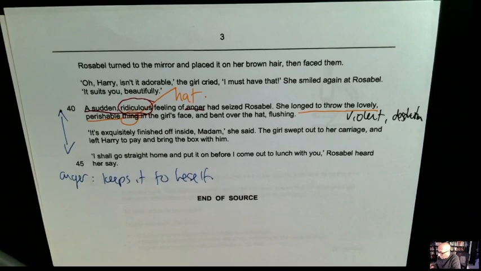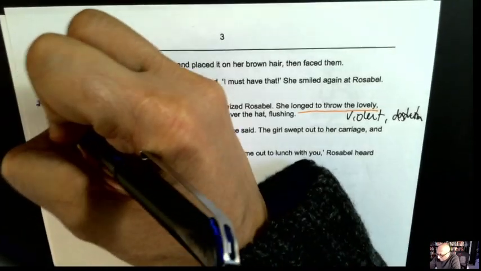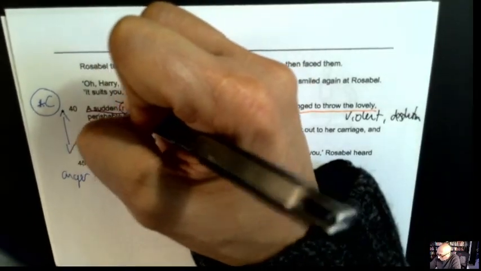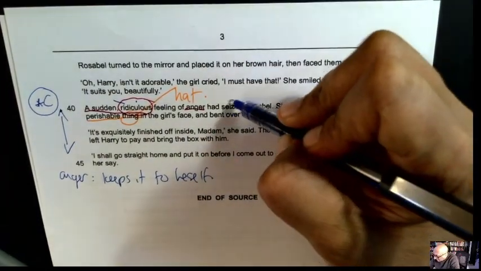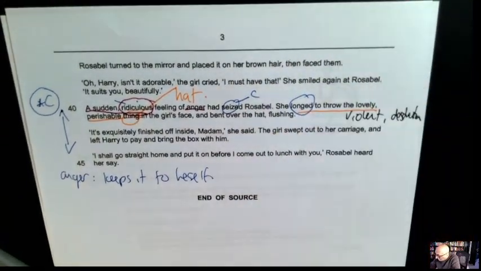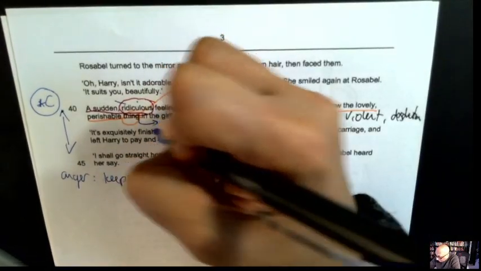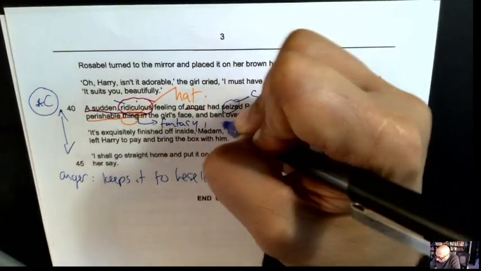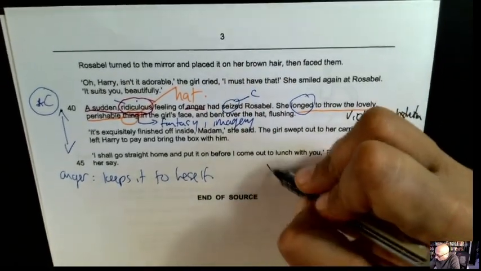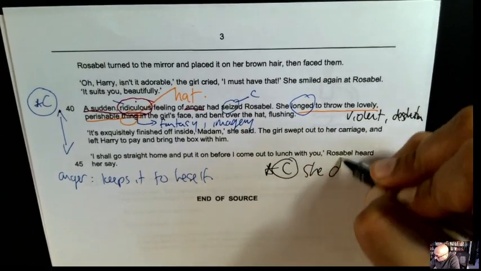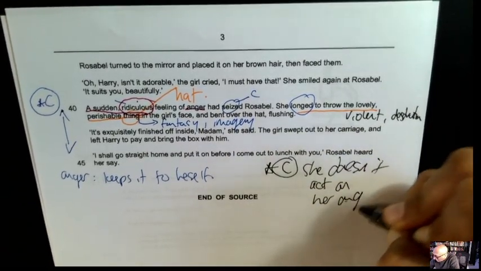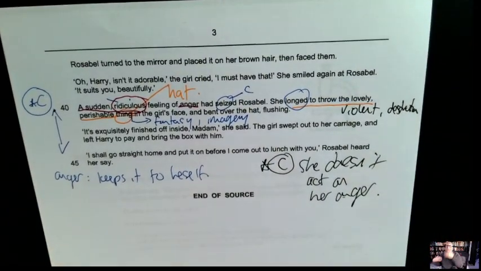"It suits you beautifully." Here we get her C. She thinks it isn't reasonable. She's calling it ridiculous. It seized her. It grabs her. She longed, she desired to throw it. This fantasy, imagery. But crucially, she doesn't. She doesn't act on her anger. Maybe that shows us that she had a right to be angry, but she doesn't express it.